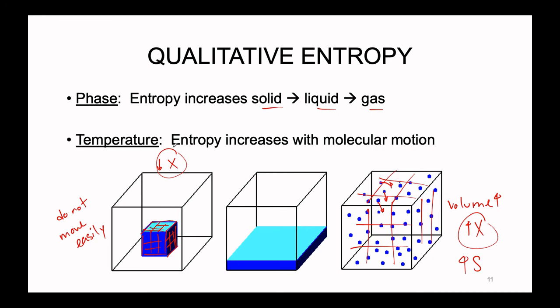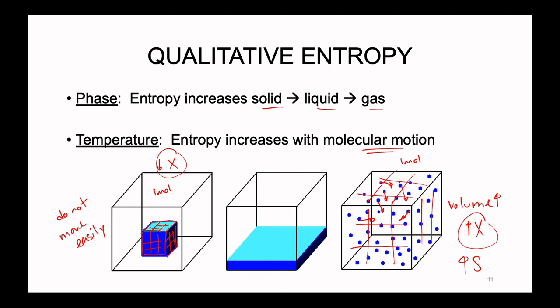How many locations could these particles exist in? What's the volume with which they occupy, and how easily can they move around within these positions? And as we turn our attention from phase to temperature, well, temperature we know is just a measurement of molecular motion. So if we're giving these particles more motion, this means that they can get to more positions more easily.